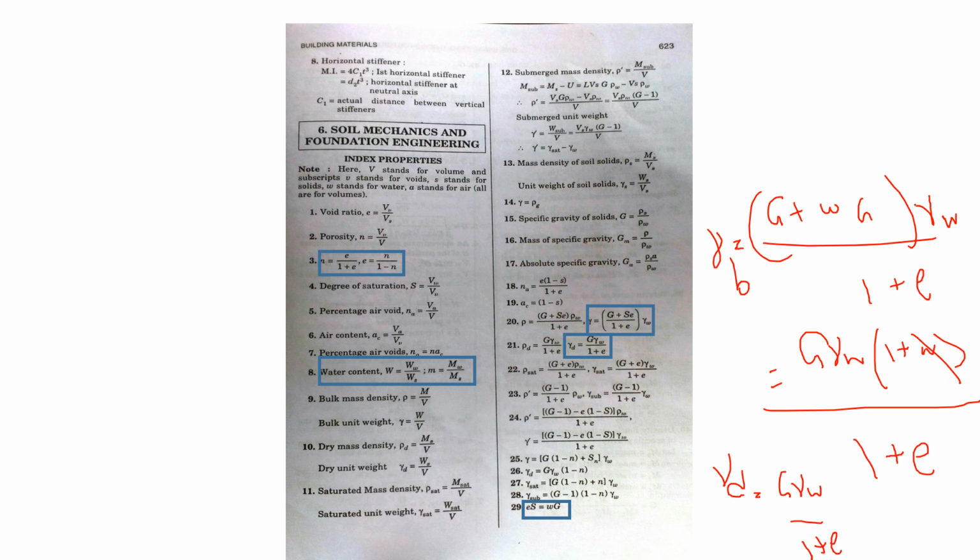Okay, and again, if you have a fully saturated soil, so sre equal to wg, your s will become 1, so you can substitute in terms of e and get this formula: g plus e by 1 plus e into gamma w. Okay, from the one formula you can get all other formulas.